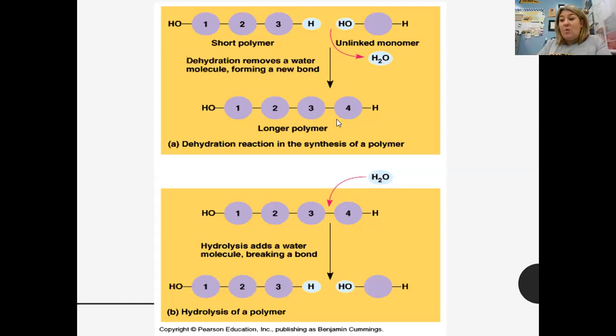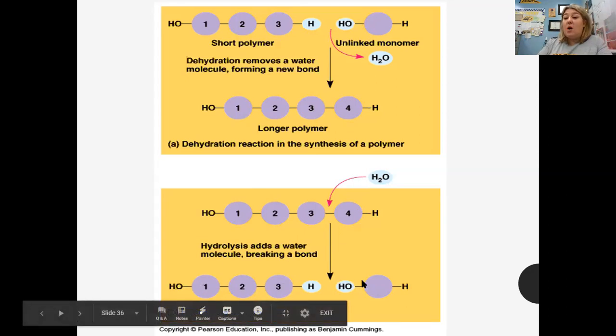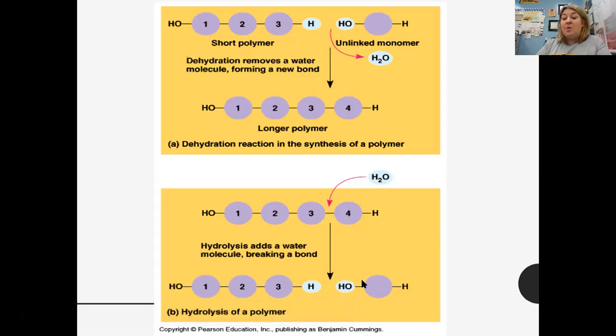So pulling out a water makes it longer. It builds it. So removing water builds. It's the exact opposite for breaking. You add the water, it splits this bond, and now you have 2 smaller polymers, or in this case, a smaller polymer and a monomer. So add water to split.